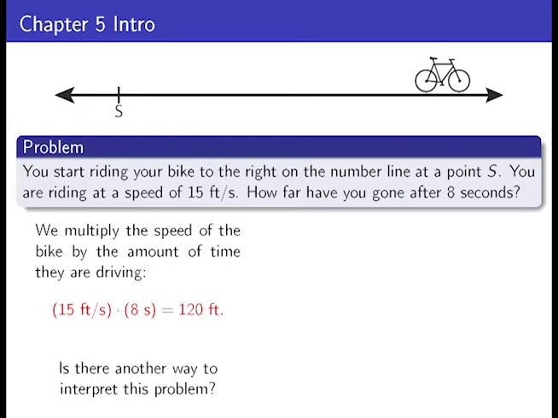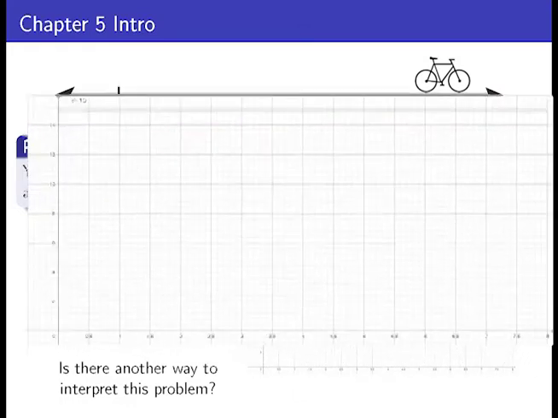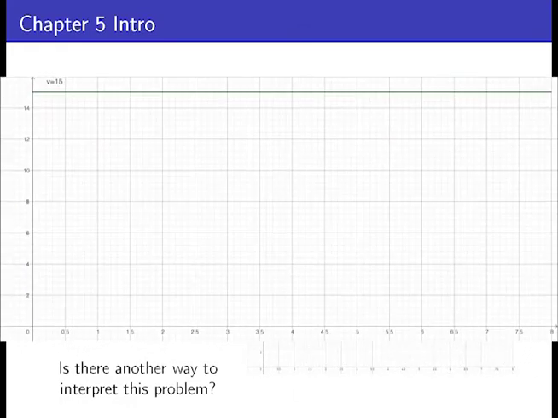But the question we should all be asking ourselves is, is there another way to interpret this 120 feet? Let's start by looking at the graph representing our velocity. Since at all times we're going 15 feet per second, our velocity is just a constant function, so our graph is just a horizontal line. But where can we find that 120 feet?